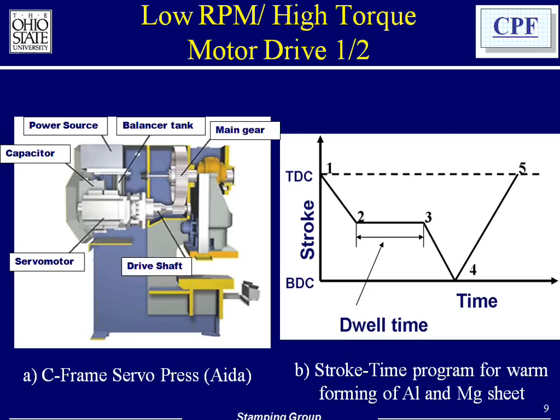And what you see on the right of slide number 9 is an example stroke time program that shows how the servo press can be programmed any way you want. But in this case, it was programmed so that we had from 1 to 2 rapid approach, 2 to 3 dwell, and then further down from 3 to 4, and then rapid upstroke. This was for warm forming aluminum magnesium sheet, and I will show you some examples. But these are, of course, not mainstream applications, but when we were doing research and development, we used this kind of press characteristics.